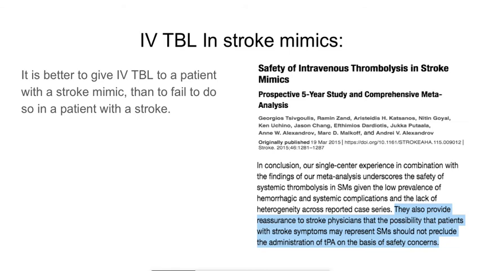So the authors concluded that it is safe to thrombolyze stroke mimics, and so I put this quote here that says, "It is better to give intravenous thrombolysis to a patient with a stroke mimic than to fail to do so in a patient with a stroke." Okay, keep that in mind. Of course, you will try to rule out some mimics, but if you really believe that your patient is having a stroke, you should not withhold thrombolysis.